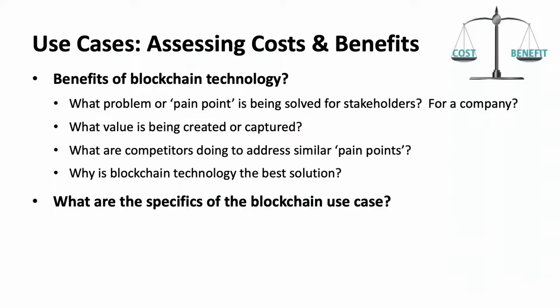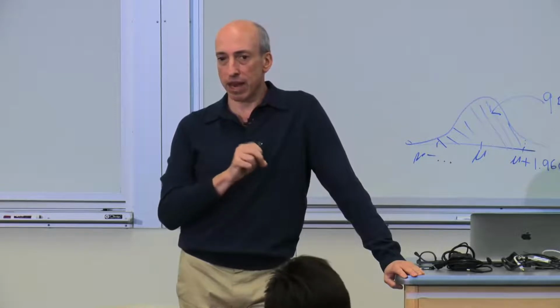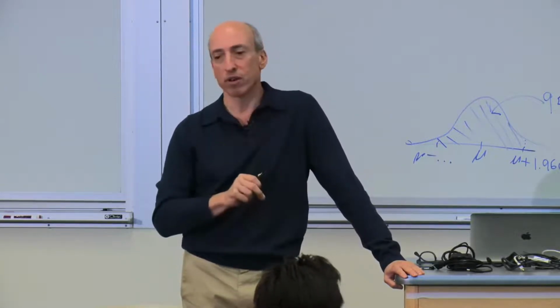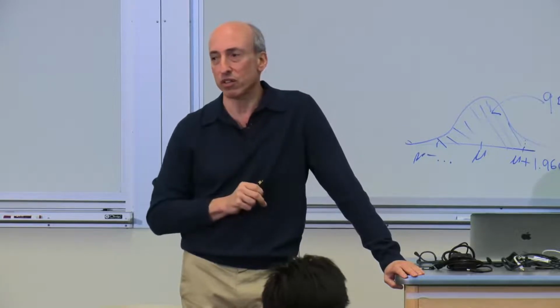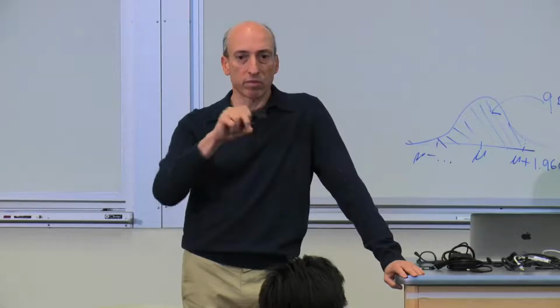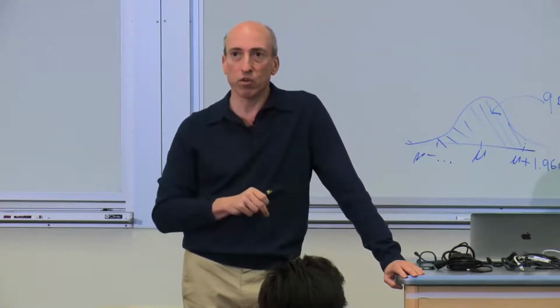So what are the specifics of this append-only log consensus use case, or blockchain use case? What cost of verification or networking are you actually reducing? Back to Catalini's work about verification cost and networking cost that we talked about on Tuesday. What is that cost you're actually reducing? Which transactions need to be recorded? What accounts or transactions, you might say, need to be recorded on this log?